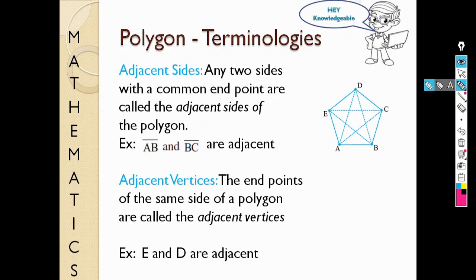So what are adjacent sides? Any two sides with a common endpoint are called adjacent sides of the polygon. So if you see, AB and BC have one common point, that is B. So we can tell AB and BC are adjacent sides. What are adjacent vertices? The endpoints of the same side of a polygon are called adjacent vertices. So E and D are adjacent vertices because these are the two endpoints of the segment ED.